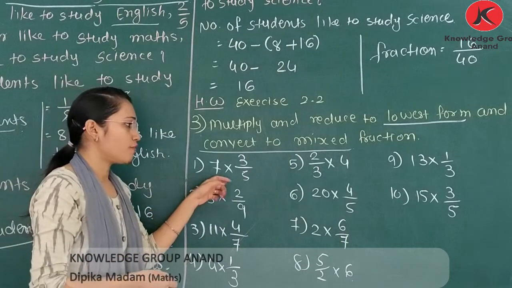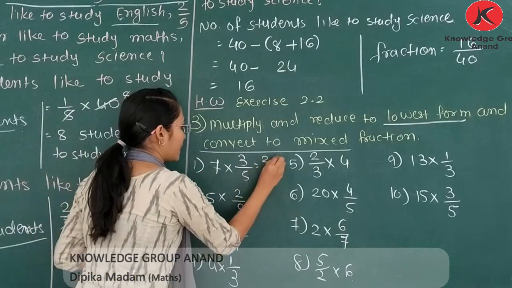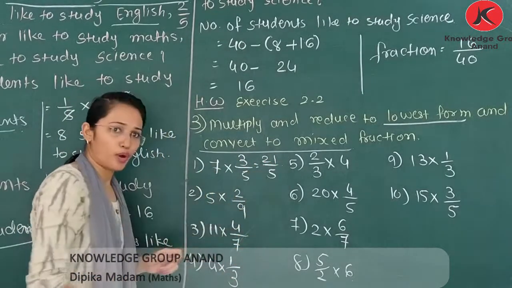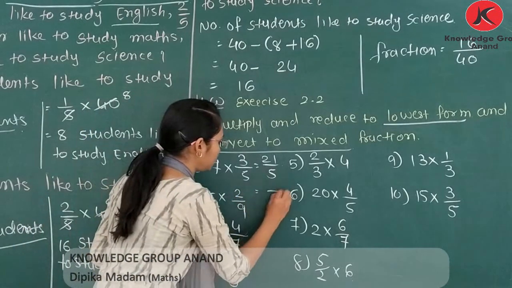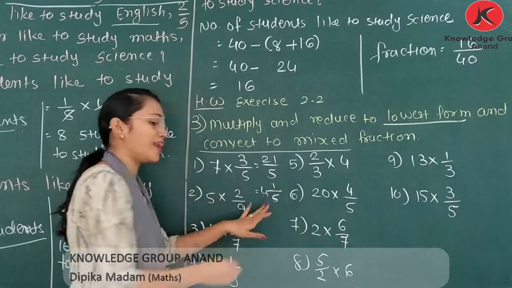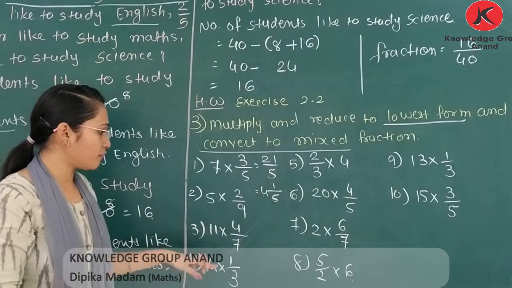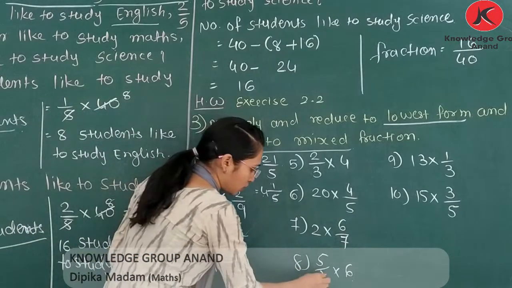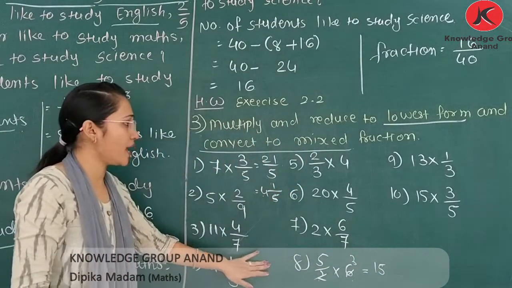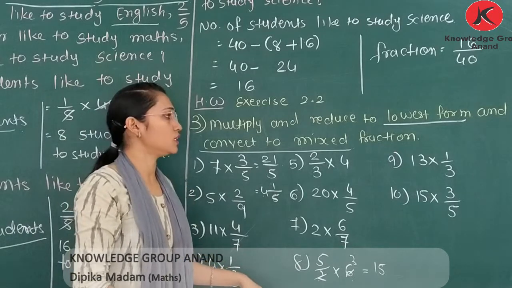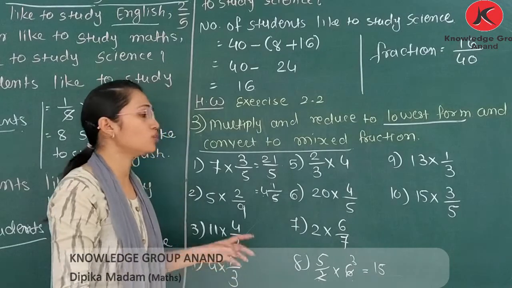So the first example is 7 multiplied by 3 by 5. 7 is multiplied with 3, 21 by 5. You can see this is an improper fraction, so convert this into a mixed fraction. Clear? That is 4 1 by 5 like this. You need to solve the remaining examples. If there is a common factor, for example here in 8, 3, you can write 15 as the answer. The remaining examples you need to solve by converting into the lowest form, and if it is an improper fraction, then convert it into a mixed fraction.